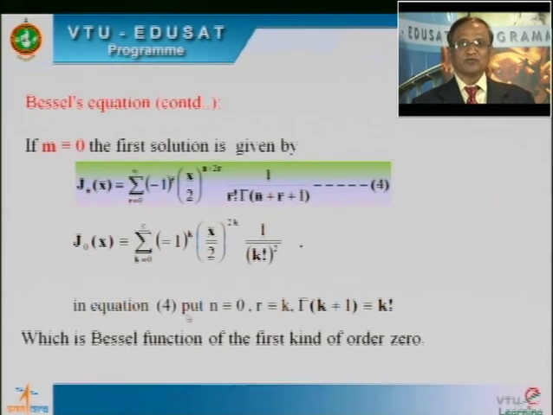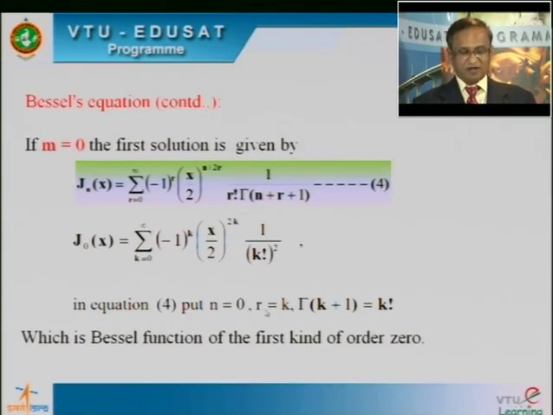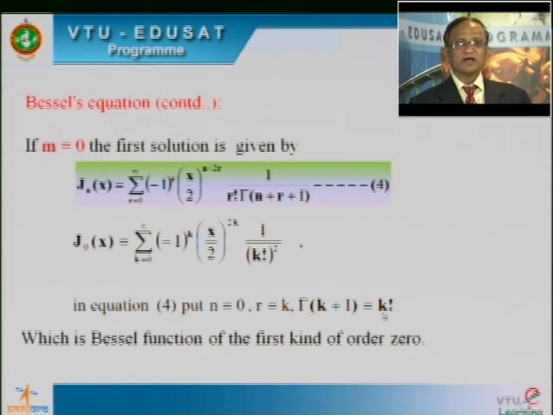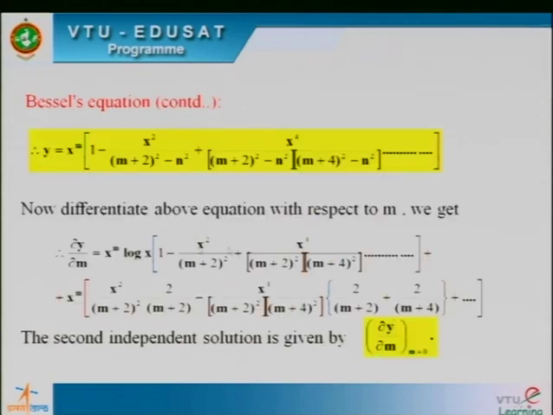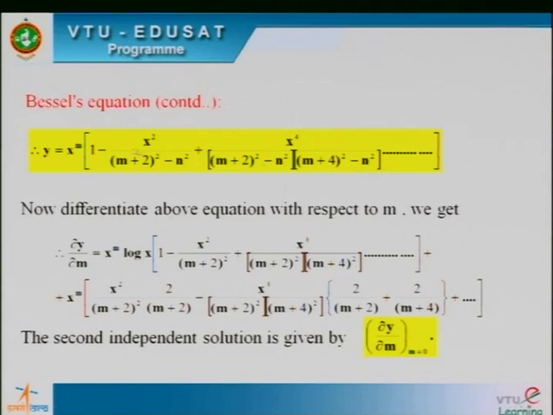How will you get this equation? In equation number 4, put n equal to 0, r equal to k, and gamma of k plus 1 is equal to k factorial. I hope you will get the Bessel function of the first kind of order 0. Therefore, y equal to x raised to m, you are able to write down in this form.